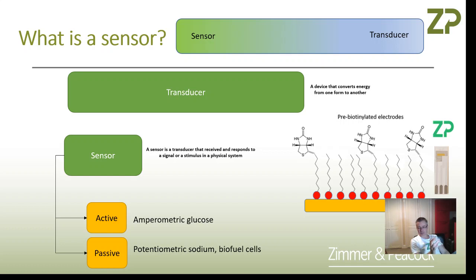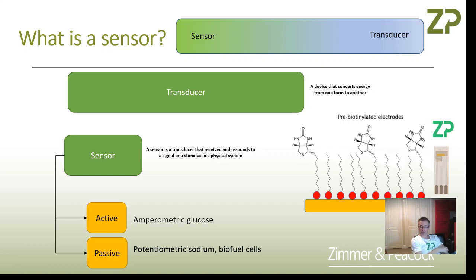An active sensor in my world is, for example, an amperometric sensor, and the classic biosensor is an amperometric glucose sensor. Glucose sensors that are used for measuring the blood in diabetics are often amperometric. Now you have another type of sensor which is passive. The pH sensor in a laboratory for measuring the pH of solutions is a classic passive sensor. It's a potentiometric sensor. The other type of passive sensor are fuel cells. In this office, I actually have a carbon monoxide sensor. That's actually a fuel cell.